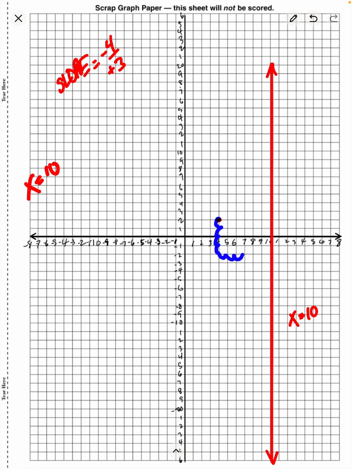We're still not on the x equals 10 line, so that means we need to do another iteration to get over there. So here we go. I'm going to go down 4 again: 1, 2, 3, 4. And then I'm going to run 3: 1, 2, 3. And now I'm on the x equals 10 line. And you can see that the y value there is -6. So the point is going to be (10, -6).